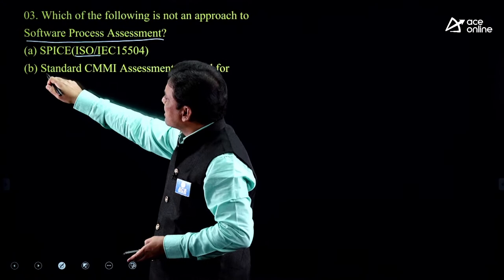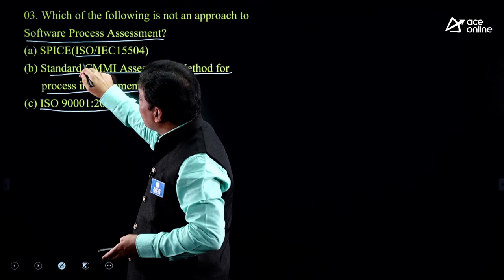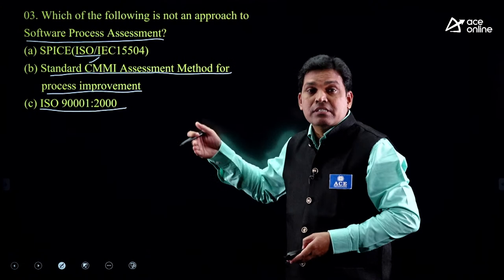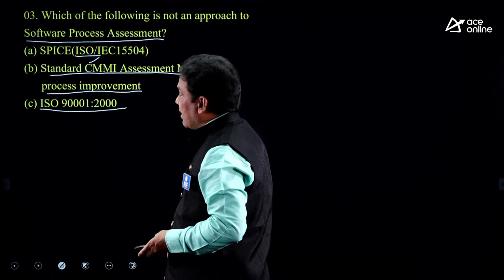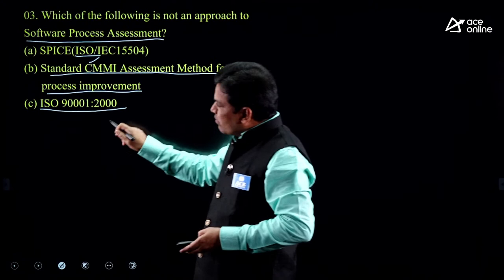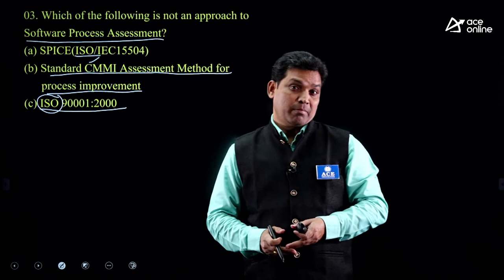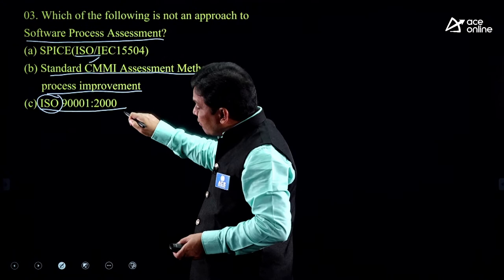And coming to the standard CMMI, the next one is assessment method for process improvement. Next, ISO 9000-2001. CMMI is also one of the process assessment standard methods which can assess the project standard, whether the organization is following the CMMI standard or not. CMMI stands for Capability Maturity Model Integration. SPICE is also one of the process assessment standards, whereas ISO 9001-2000 is also one. ISO stands for International Standards Organization, a process improvement or process assessment standard. So is the organization or industry following this standard or not?